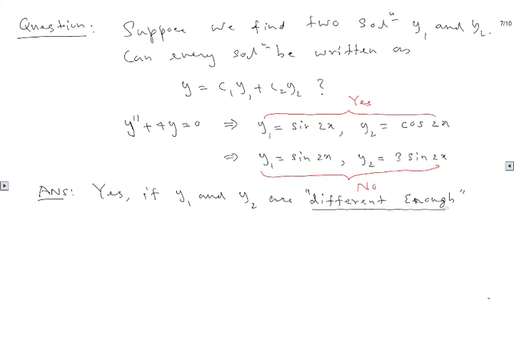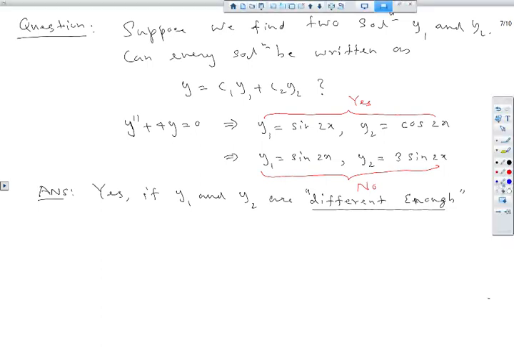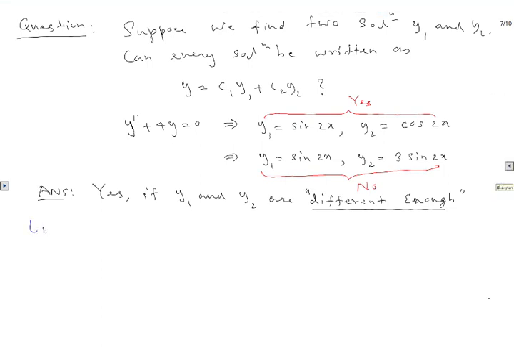So what does different enough mean? What we call linear independence. So let's talk about that. Linear independence. This is a very important concept.